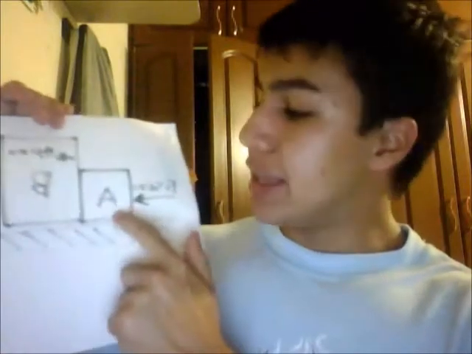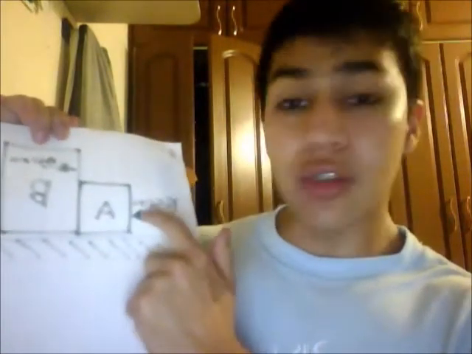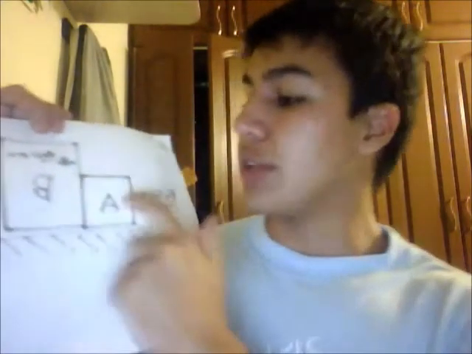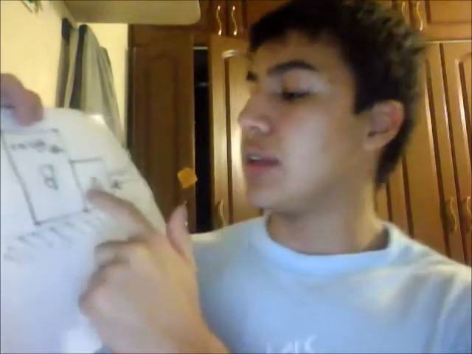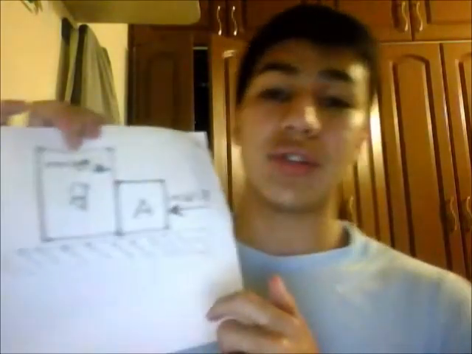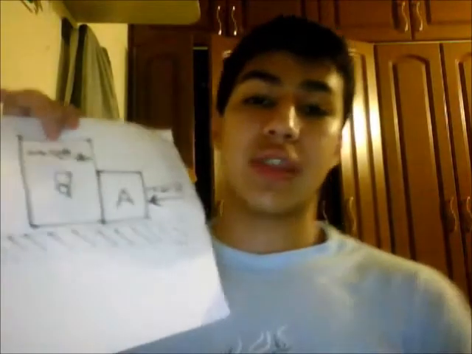The mass A exerts a force of 50 newtons on the mass B, and the mass B exerts a force of 50 newtons on the mass A. That magnitude is in the opposite direction to the first force. And this is a little explanation of Newton's third law.